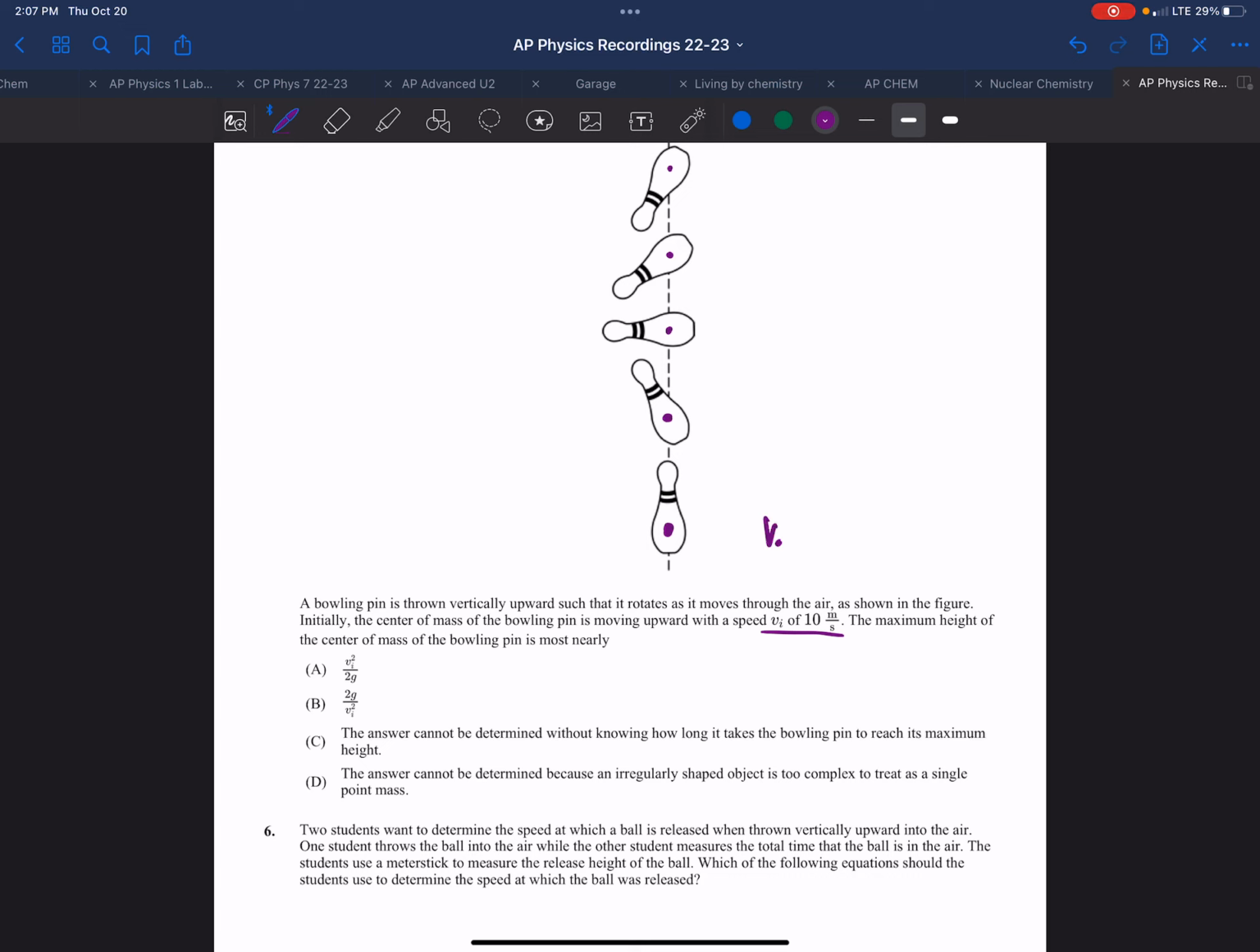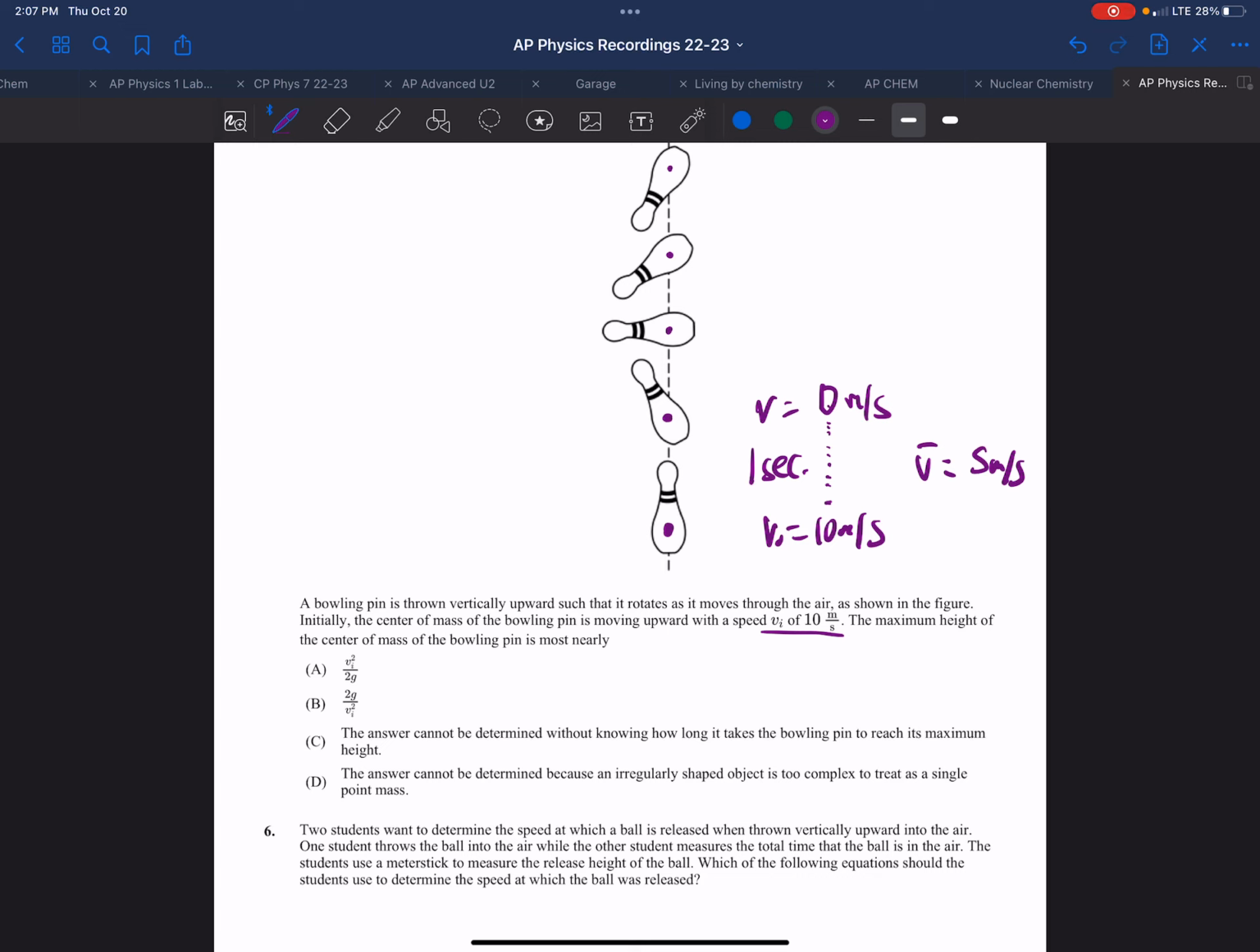So if its V0 is 10 meters per second, after 1 second, its velocity will be 0 meters per second, because it will decrease by 10 in exactly 1 second. So we know that's what would happen. What we then know is that the average velocity would be 5 meters per second.